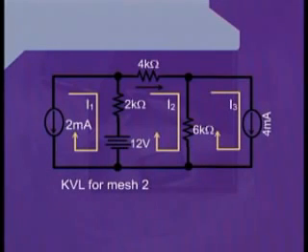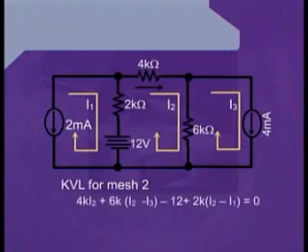Applying Kirchhoff's voltage law for the mesh 2, we can write, starting from the top resistance, which is having a value of 4 kilo ohms, we may write 4k I2. Now this is actually the term first for this loop. As we move from 4 kilo ohm resistance, we reach at the boundary of the 6 kilo ohm resistance. Therefore, we write plus 6k.